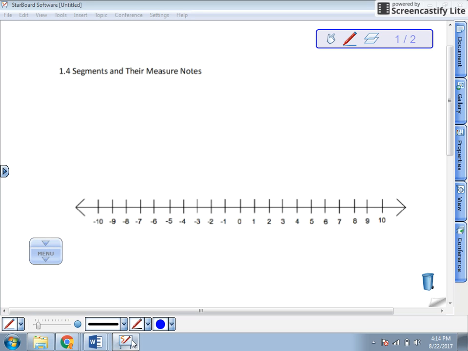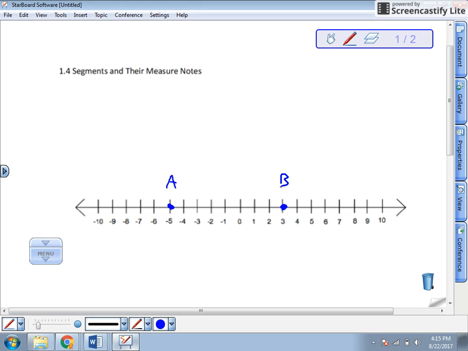Welcome to the notes on segments and their measures. You can see up here I have a number line, and one of the first things we're going to have to learn how to do is measure the length of a segment. It's really a simple process, so let's take a look at it. Let's put 2 points up here. Let's put 1 point here at A, and let's put a point over here at B at 3.